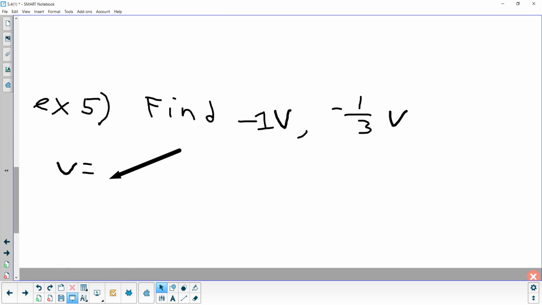So let's find negative V and negative 1/3 V. Colby, what's going to be the difference between V and negative 1V? Negative 1V would do the opposite of V. Yeah, and when it's the opposite, how's that going to look? When you say it's the opposite, what will somebody see that tells them it's the opposite? The arrow would be on the opposite side. Yeah, it's going to point the other way. It's going to have no effect on the length at all.